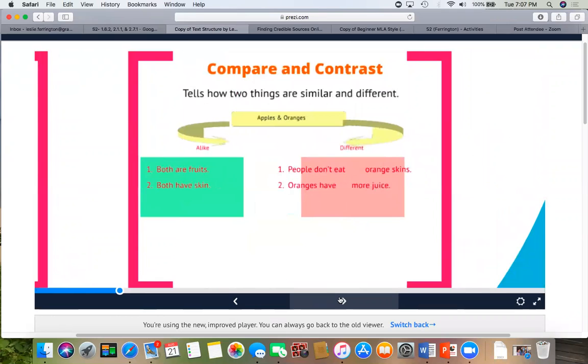The next one is compare and contrast. This tells you how 2 things are similar and how they're different. So if we were comparing apples and oranges, you can look at what's alike about them and what's different about them. And these hopefully will be pretty straightforward, because it's just, this is what's alike, this is what's different.